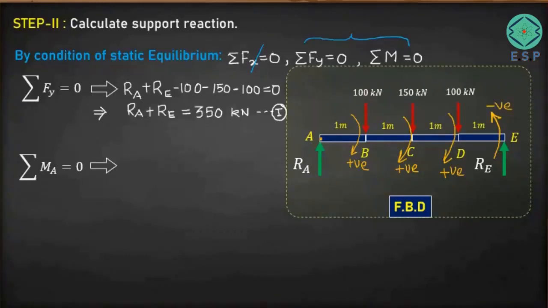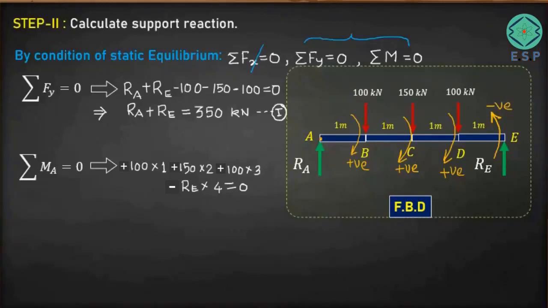So 100 into 1 meter: 100 kilonewton is the force, and its distance from point A is 1 meter. Again, moment caused by 150 will be 150 into its distance from point A, which is 2 meter. Moment caused by this 100 kilonewton will be 100 into its distance from point A, which is 3. So 100 into 3. So we got the moment from all these three forces. Now the moment caused by RE will be RE into distance from point A, which is 4. RE into 4, and that is going to be 0.